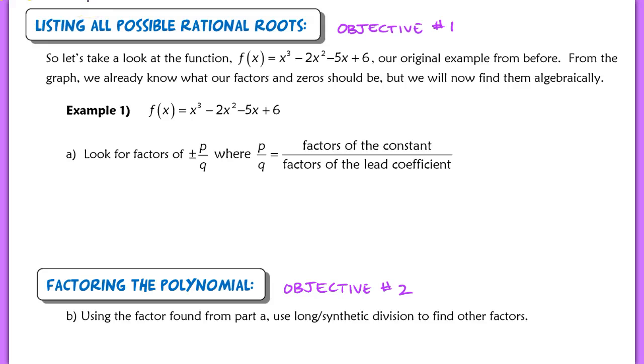Alright, now in the next portion of the lesson, this is where we're actually going to be using the factor theorem and working on objective 1 and objective 2. So our first objective is to be able to list all of the possible rational roots of a polynomial function.